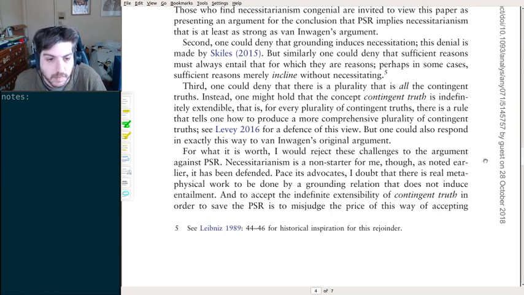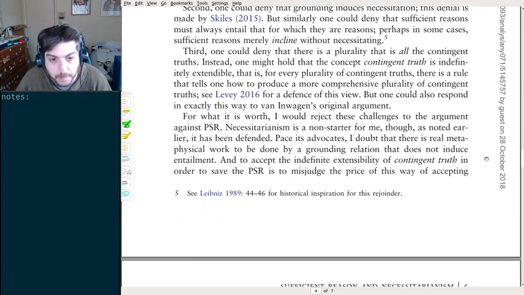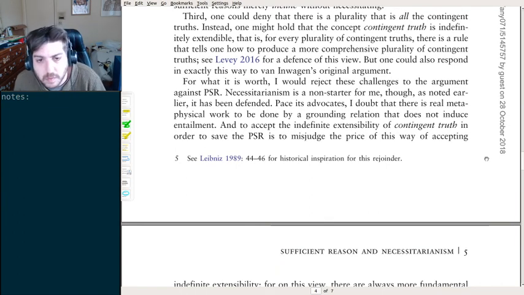But one could also respond in exactly this way to Van Inwagen's original argument, as I did. For what it is worth, I would reject these challenges to the argument against PSR. Necessitarianism is a non-starter for me, though as noted earlier, it has been defended. Pace its advocates, I doubt that there is real metaphysical work to be done by a grounding relation that does not induce entailment. Okay, so grounding sort of has to do with entailment.